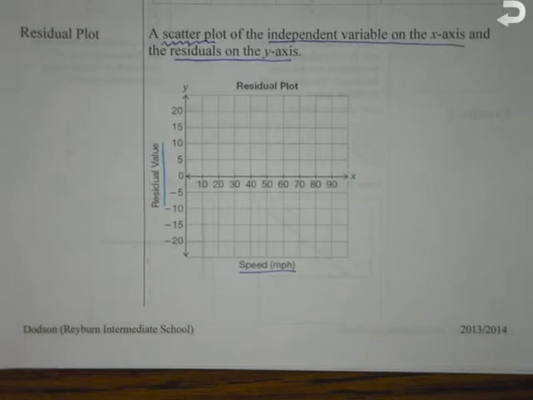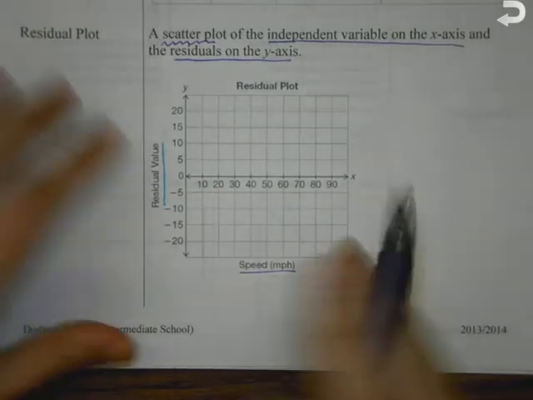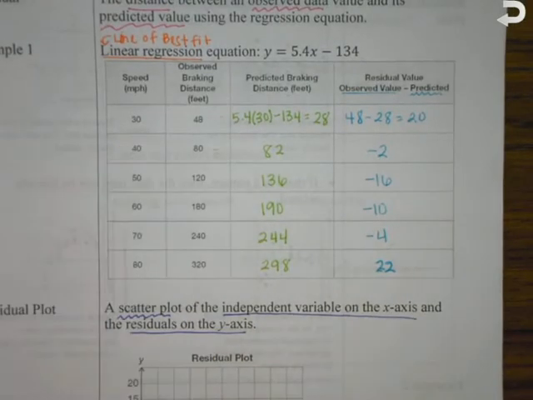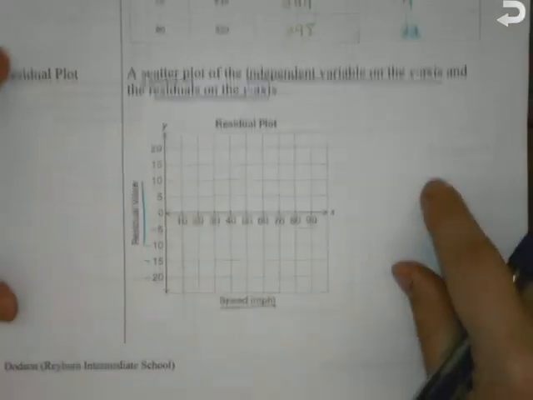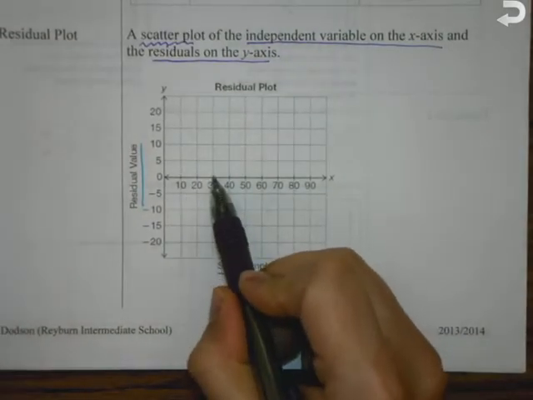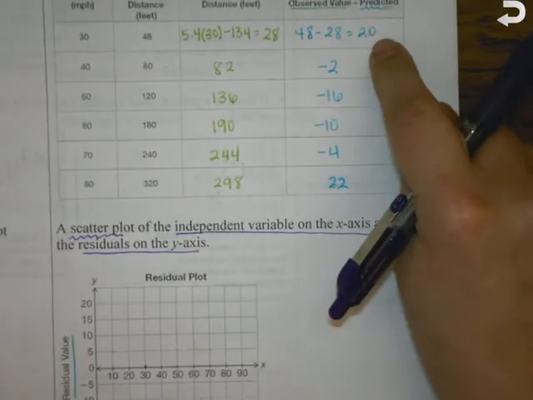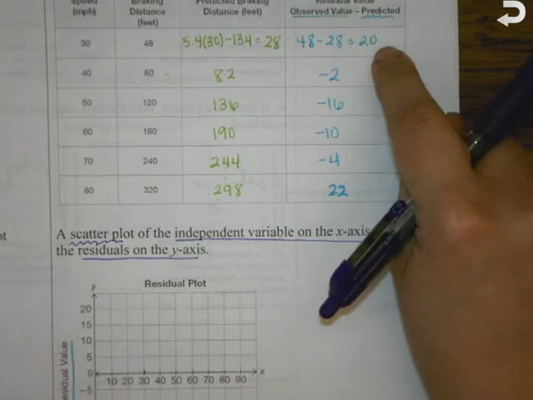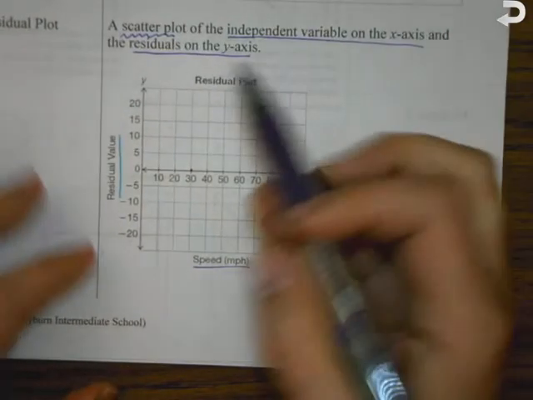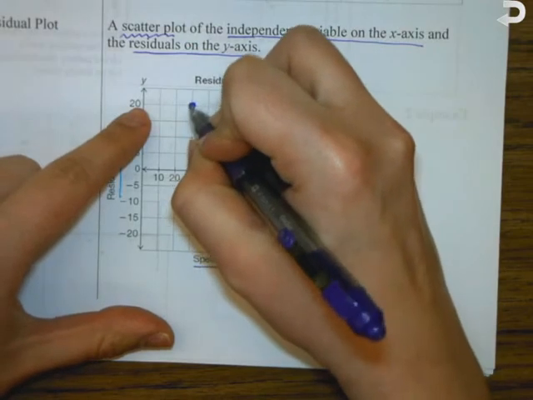Okay, so let's graph these things. Remember, the x-axis is going to be your speed. The first speed that we have measured is 30. So we're going to start along the x-axis at 30. What was the residual value for 30, guys? 20, right? It's the last column on our chart. So on my x-axis, I'm going to be at 30, and on my y-axis, I'm going to go up to 20. So you're going to put a point there.